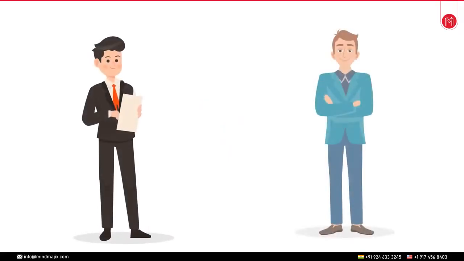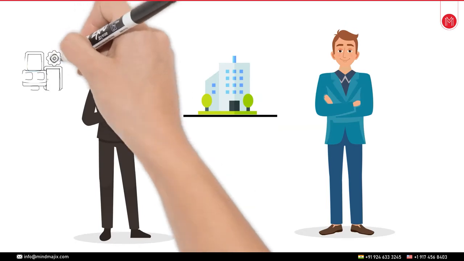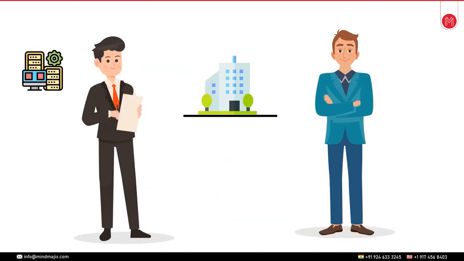Meet John and David. Both of them are friends and they have a small IT firm of their own. John's company has the necessary infrastructure such as physical servers, data centers, etc. maintained on premises. On the other hand, David has all of this on the cloud.